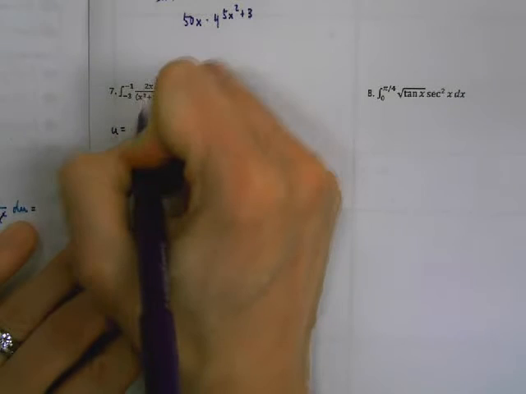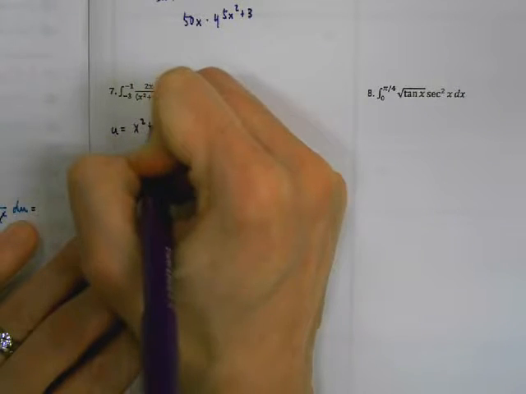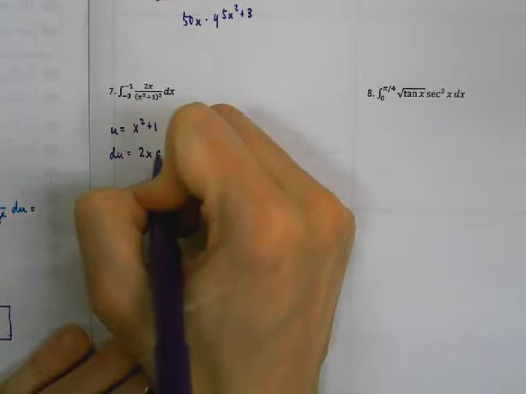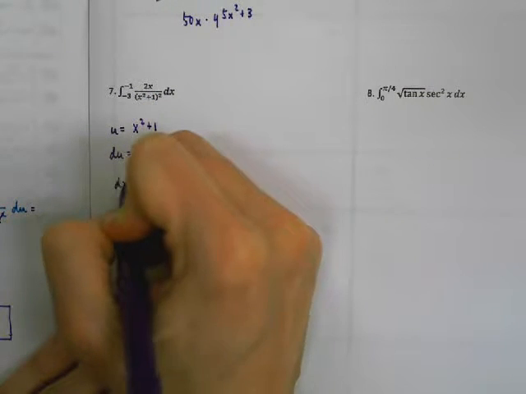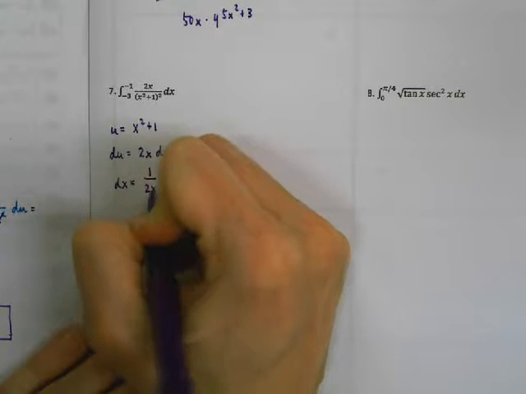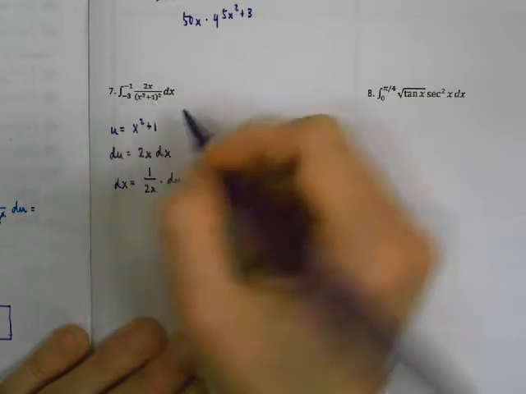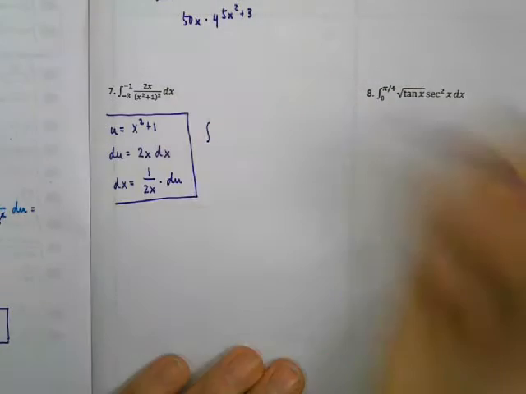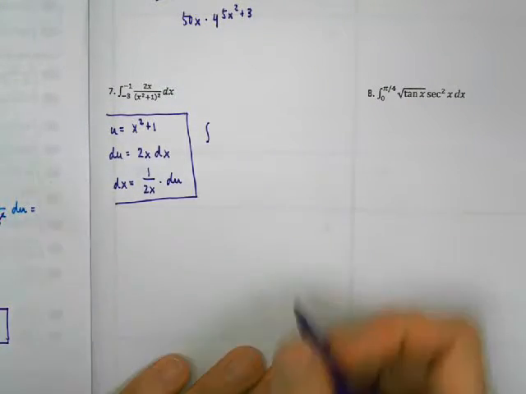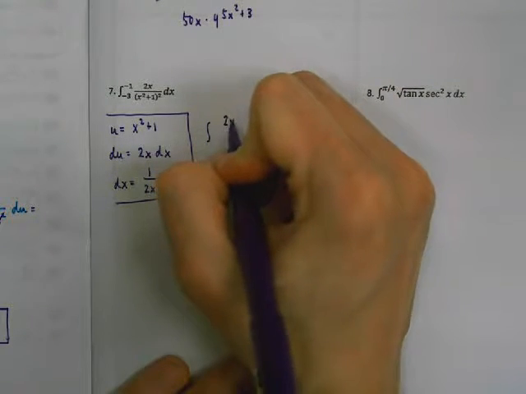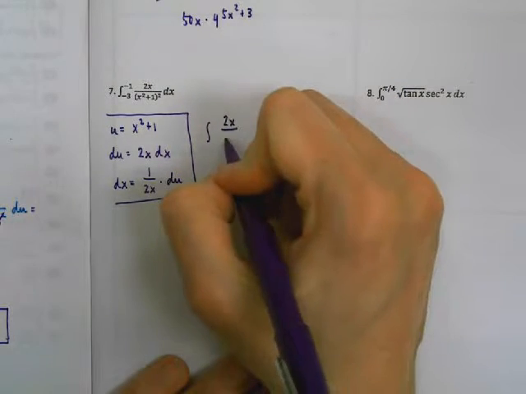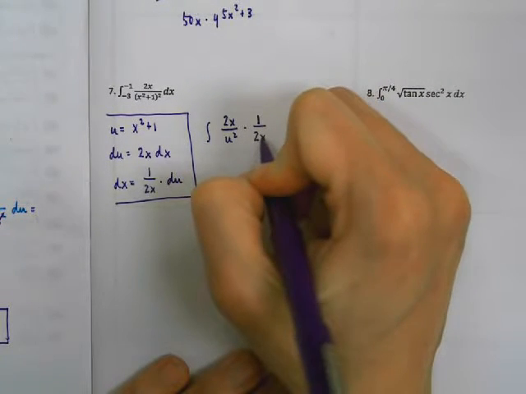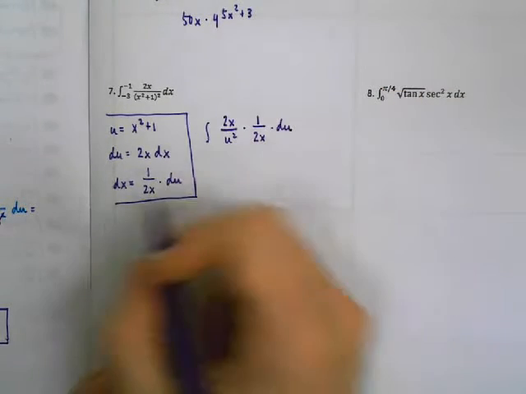So let's see. U is going to be here in our denominator, x squared plus 1. So du is 2x dx, and so dx is going to be 1 over 2x times du. So we still take all of our pieces. Again, I'm going to leave my limits alone for right now. I'm going to have 2x over my u squared, and then my dx is 1 over 2x times du.